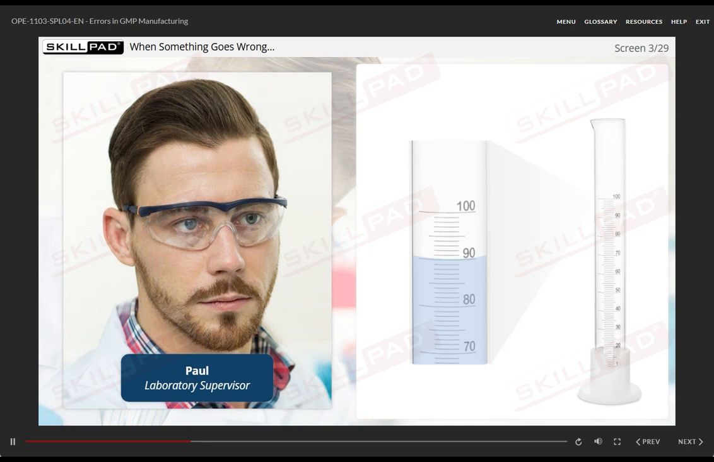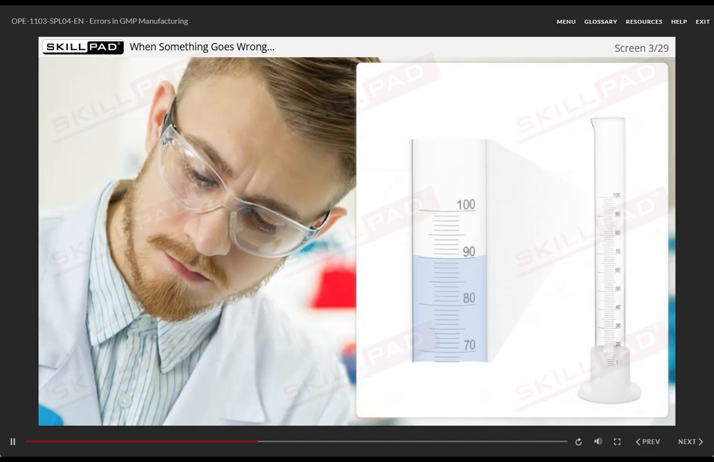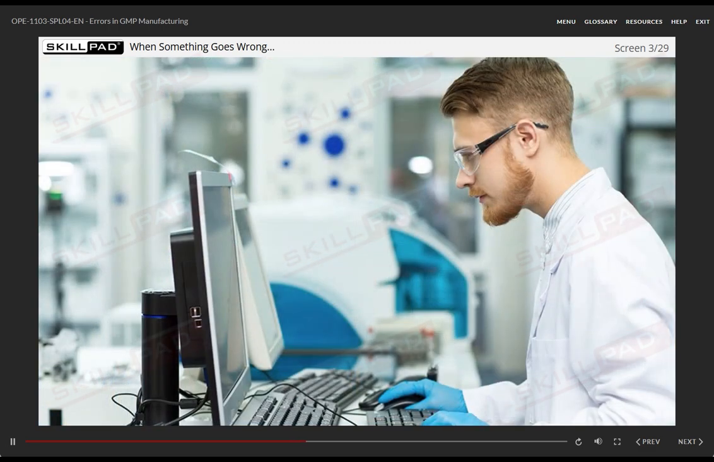Earlier, Anthony's supervisor, Paul, told him that the test result is required urgently in order to release a product. Scanning urgently around his work area, Anthony finds a bottle of reagent with the same name. He takes it and quickly adds the additional 10 milliliters to make up the final volume to 100 milliliters. He then proceeds to run the test.